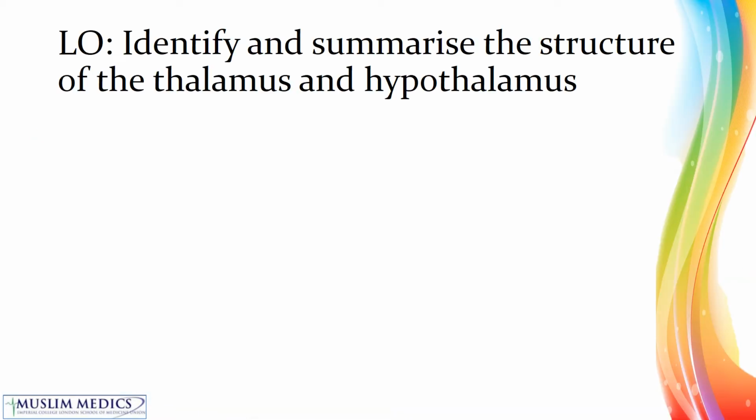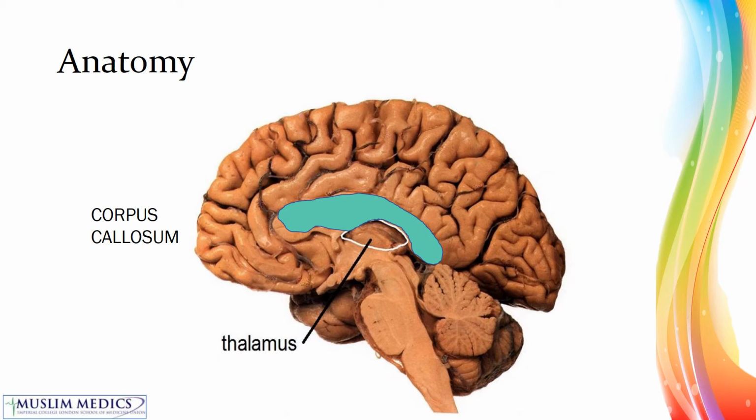The first learning objective is to identify and summarize the structure of the thalamus and the hypothalamus. If you remember from first year, the corpus callosum of the brain connects the two hemispheres, and the thalamus is directly below it, and the hypothalamus is also directly below the thalamus itself.